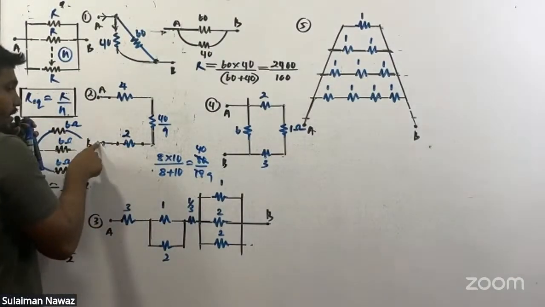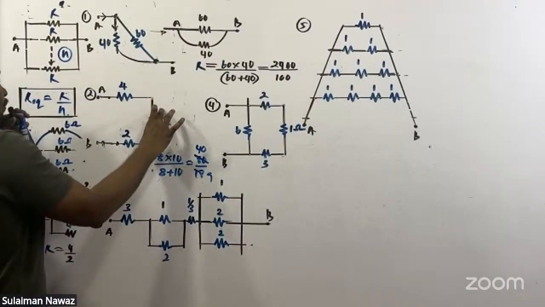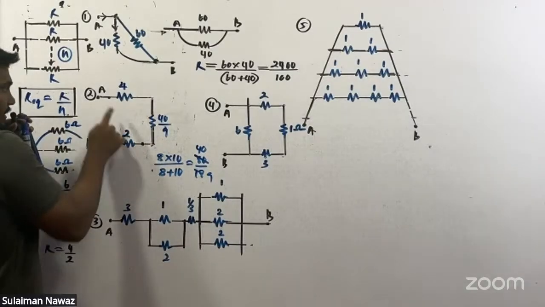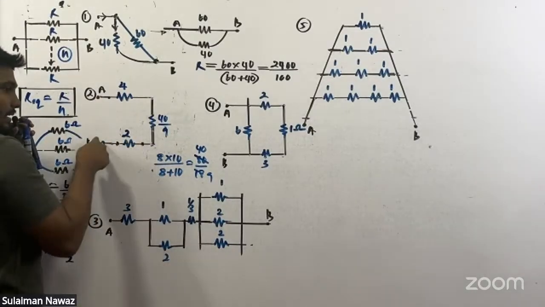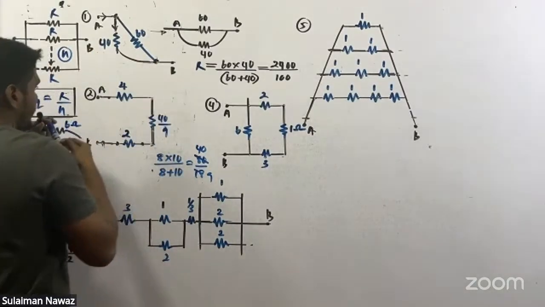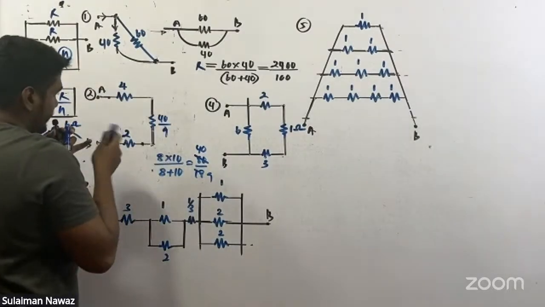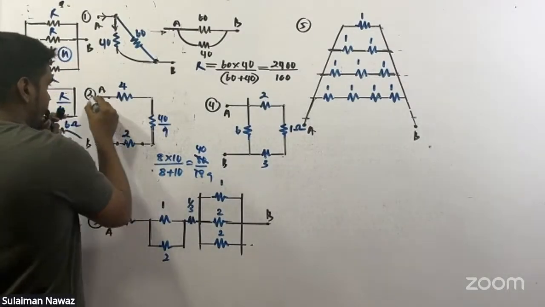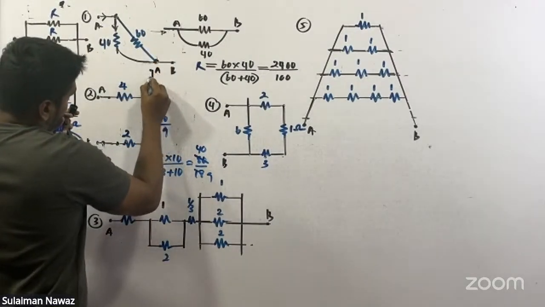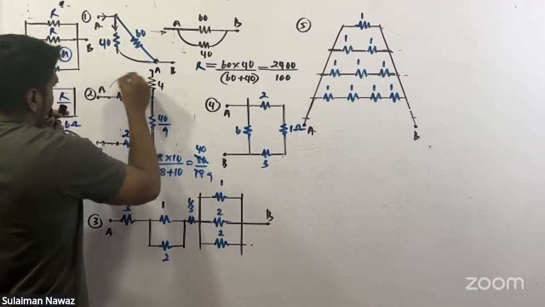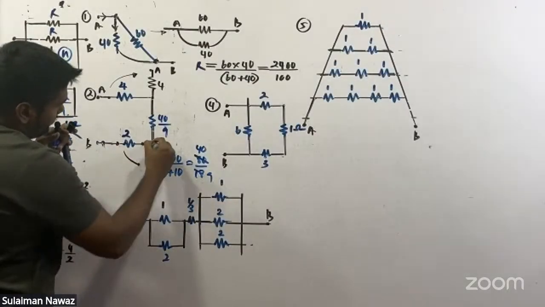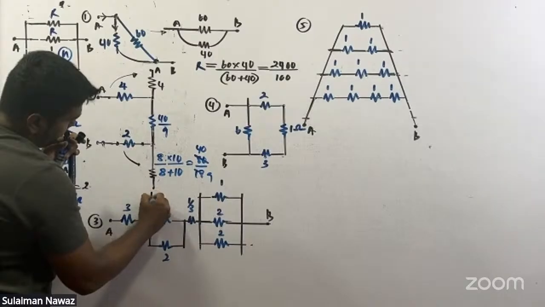Finally, between A and B, 4 ohms, 40 over 9 ohms plus 2 ohms. These three are in series. Bend the wire like this. If you bend this wire vertically upwards, the point will be here. Here is your 4 ohms. If you bend this wire down, point B is here, it's 2 ohms.